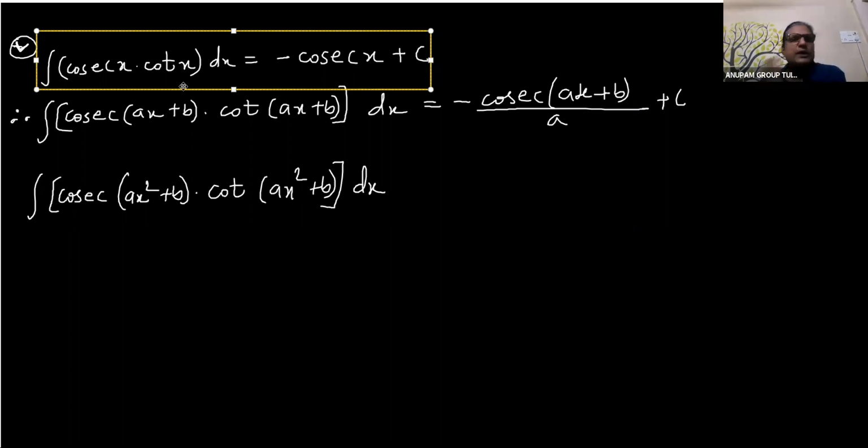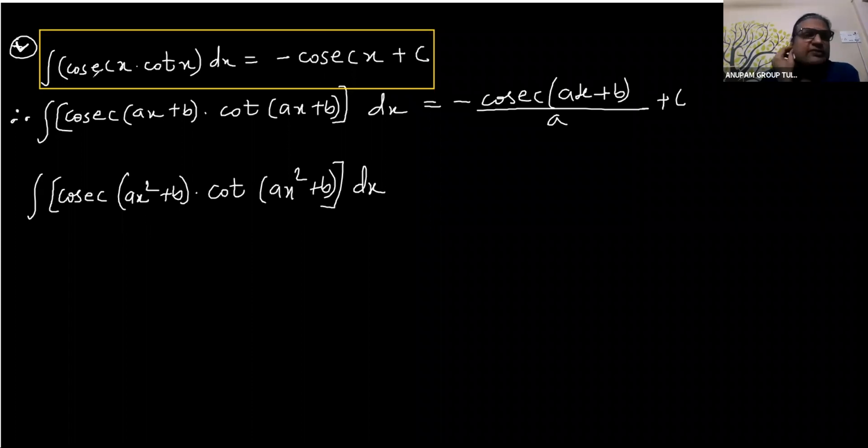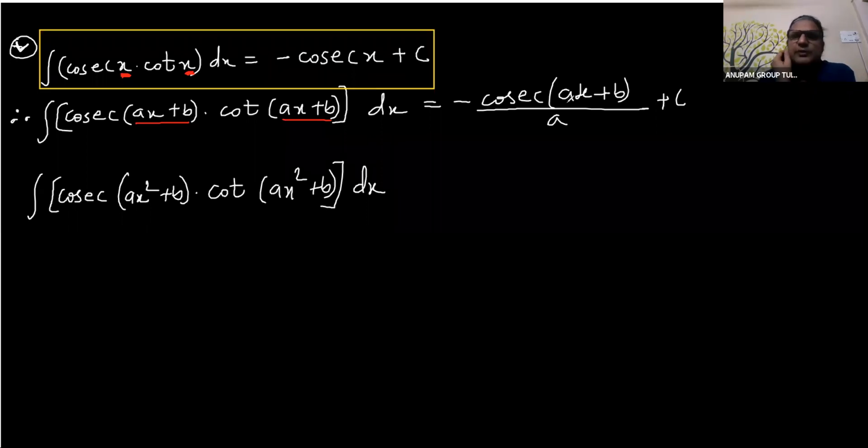What do I mean? I mean that as we are having integration of cosec x cot x dx as minus cosec x plus c. So when x is replaced by linear algebraic in x, that is x is replaced by ax plus b, the same effect we will have on the RHS. So minus cosec x will become minus cosec ax plus b, and then divide by the coefficient of x that you had here. The coefficient of x is a. So from this we are getting the next statement using the theorem.